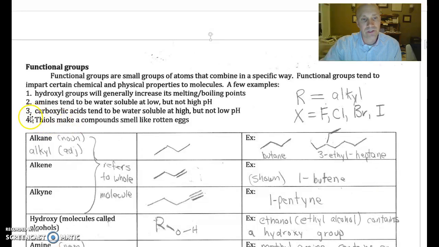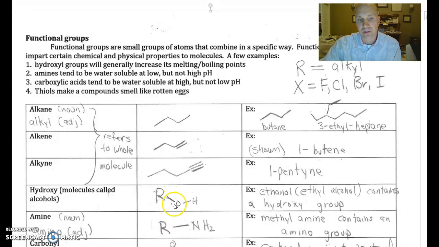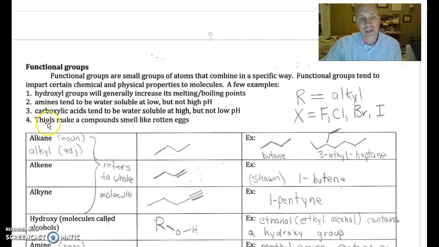And one last one. This is actually an interesting one. You're not responsible for knowing what a thiol is, but I'll just show you here. This is a hydroxyl, which is an OH. A thiol is just if the oxygen was a sulfur, so SH, connected to it. This would be a carbon over here. Anytime you have a thiol in a compound, it's going to smell like rotten eggs.